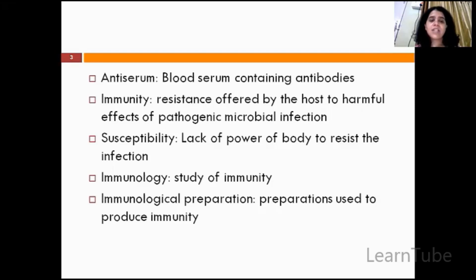So the term susceptibility is usually applicable for whom? For either pediatric or geriatric patients, because for pediatric patients their immunity is not well developed, and for geriatric patients, the body has undergone wear and tear, due to which their immunity has decreased. Next is immunology. It is the study of immunity, and immunological preparations are all the preparations used to increase immunity. An example is Chyawanprash, which is readily available in the market.